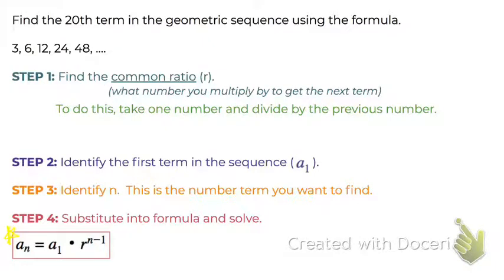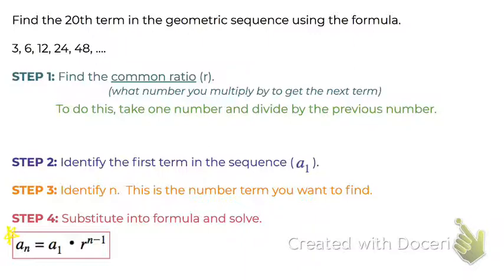Here we're asked to find the 20th term in this geometric sequence using the formula. And the formula is down at the bottom under step 4. What this formula is saying, A_n, is that to find the nth term, whatever number term you want to find, you need to know what A1 is, what r is, and what n is, and substitute those into the formula. So let's go through those steps to find out what those numbers are to substitute in the formula.